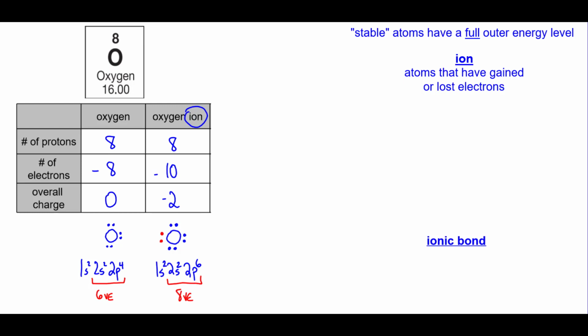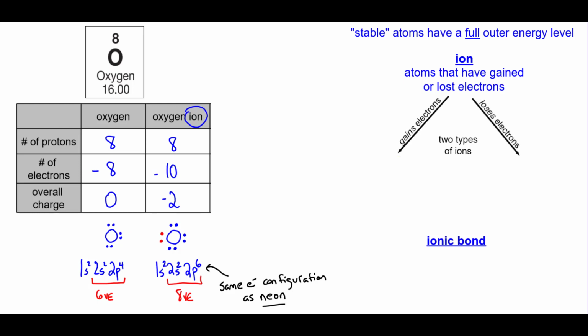And that's the idea of the octet rule, that most atoms will bond to form a stable octet of valence electrons. I think I said in the notes that they tend to form the same electron configuration as a noble gas, but if you look at the periodic table, this electron configuration is the exact same configuration as neon, and that's a noble gas. Now back to that word ion, those are atoms that have gained or lost electrons.